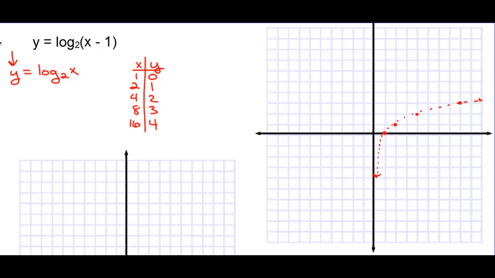But our rules say for transformations of graphs that if you have a minus 1 on the inside, that moves everything right 1. So now there is an asymptote here at y equals 0 for log base 2 of x. So the asymptote gets moved over 1, and then all these points get moved over 1. So here's the actual graph that I would need to see. And don't forget to draw in your asymptote. That would be worth a point.